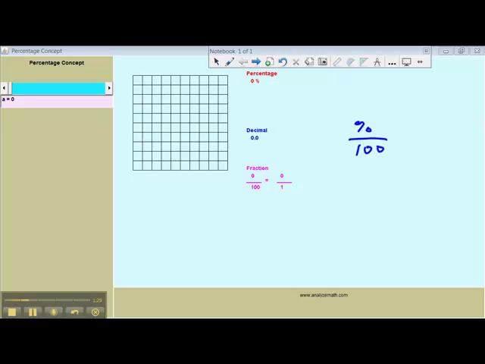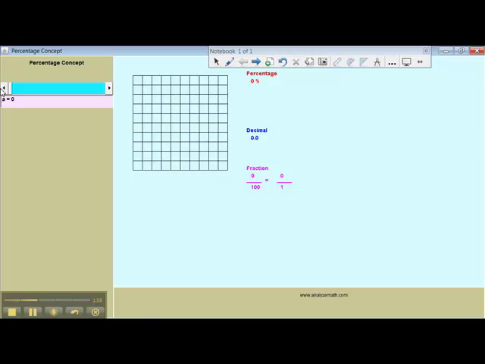So let's go back and take a look here at our grid. We have a grid here, and there are 100 squares. If we count down, there are 10 squares. If we count across, there are 10 squares. So 10 times 10 is 100. So there are 100 squares here. Right now, 0 of them are filled in. So 0% or no parts of this are filled in. The decimal is 0, and the fraction is 0 out of 100, or 0 out of 1.